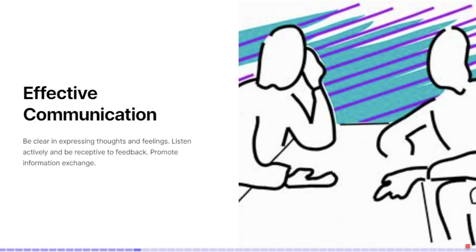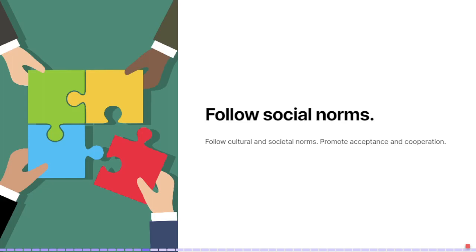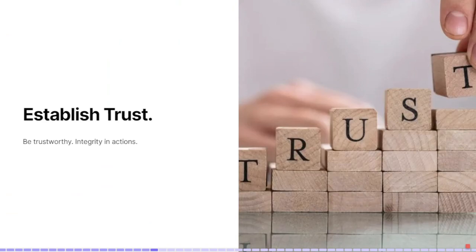Next is effective communication. We should express thoughts and feelings clearly. We should listen actively and be receptive to feedback, and also encourage a two-way flow of information. For respecting social norms, we adhere to cultural and societal expectations, and we also foster an environment of acceptance and cooperation.